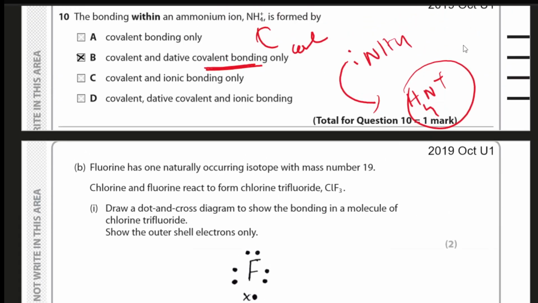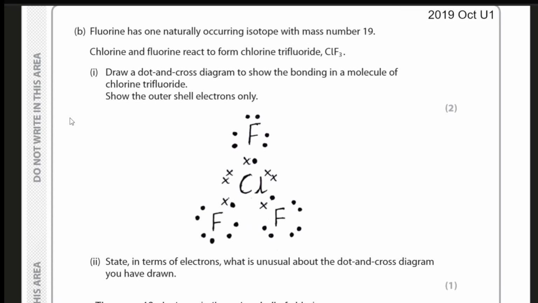So this basically tends to produce the molecule. Next, fluorine has one naturally occurring isotope with mass number 19. Now chlorine and fluorine basically react to form chlorine trifluoride. So they showed you this diagram down here.